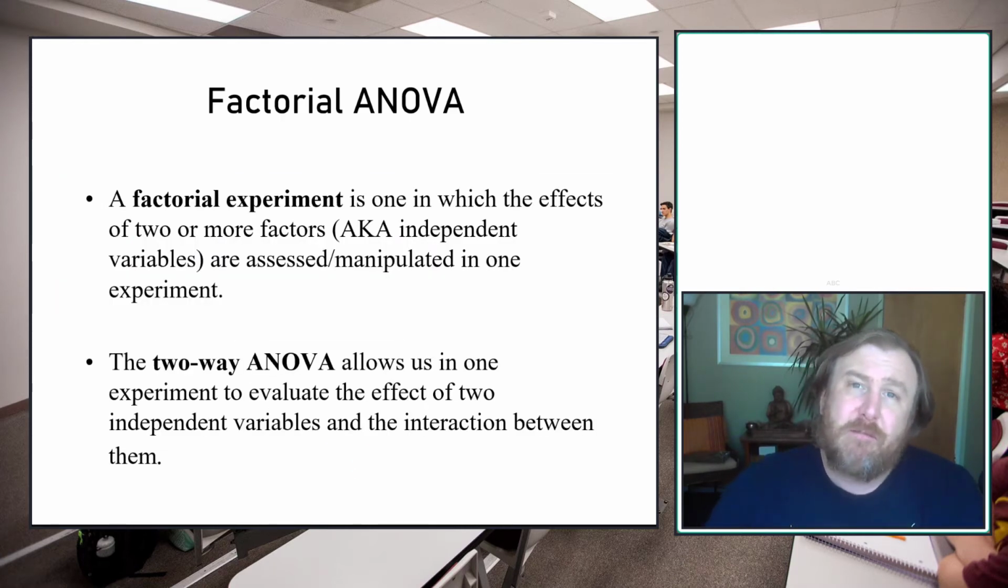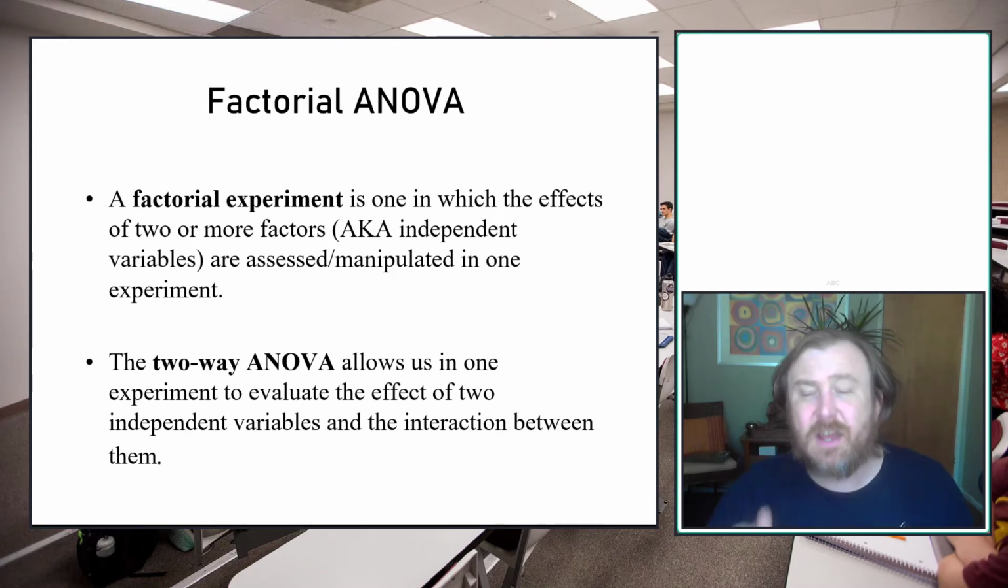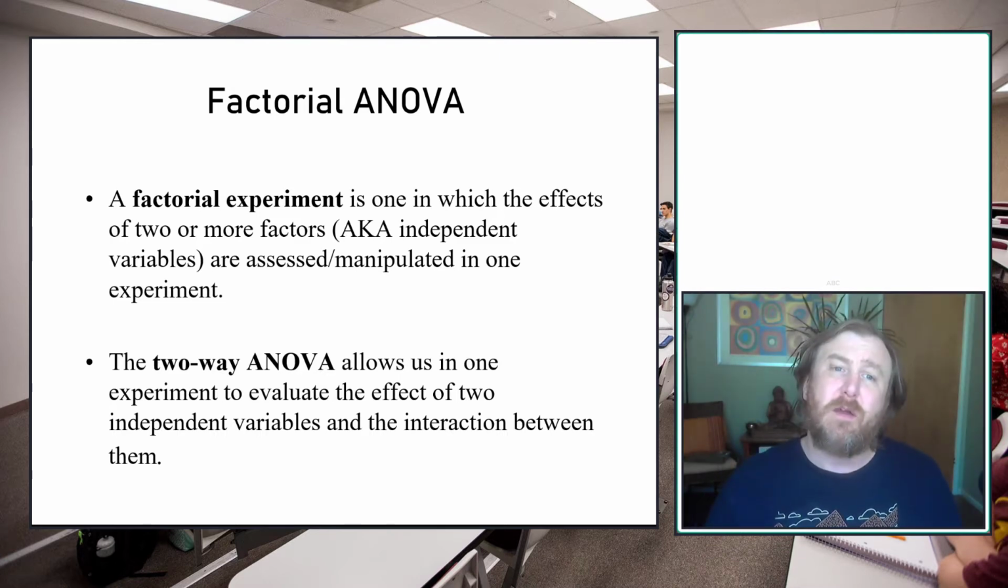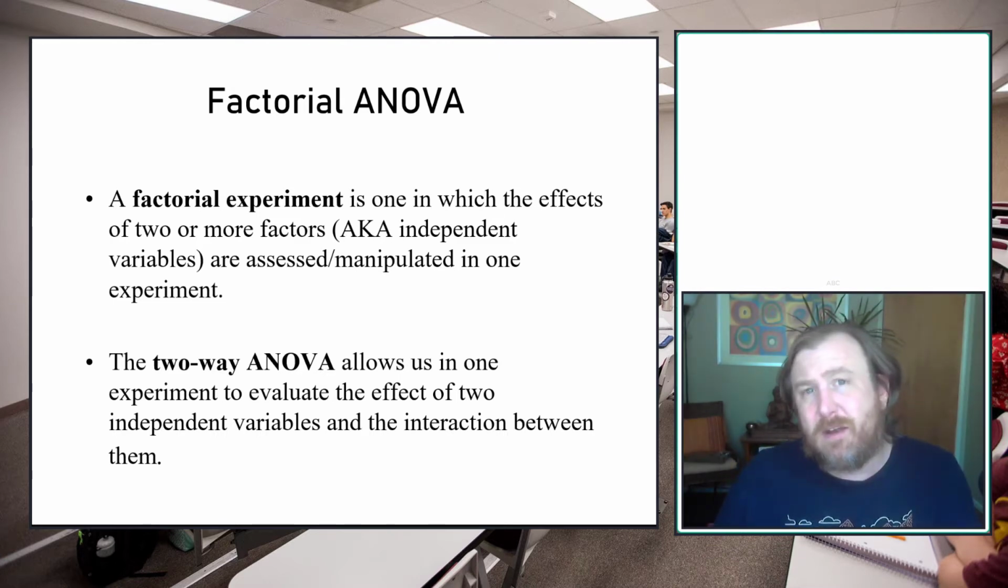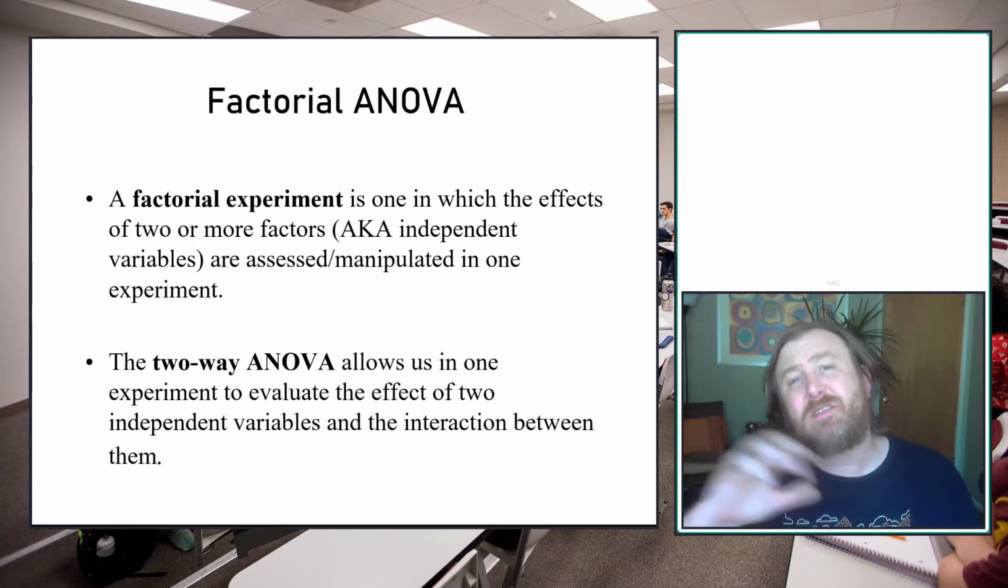Okay, so factorial ANOVA is one in which the effects of 2 or more factors, in other words, independent variables, are either assessed or manipulated in one experiment. Now, the two-way ANOVA allows us, in one experiment, to evaluate the effect of the 2 independent variables and the interaction between them. And this is the key benefit of a factorial ANOVA, right? If you had 2 independent variables or 2 factors, you could do a one-way ANOVA on the first independent variable, and then a one-way ANOVA on the second independent variable.